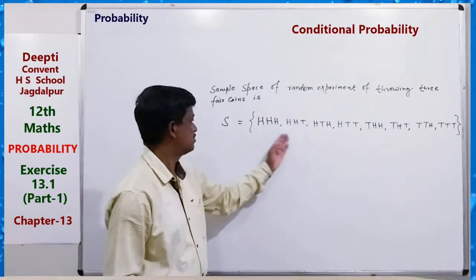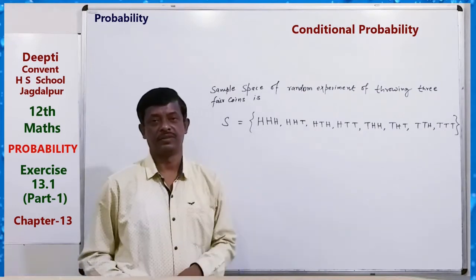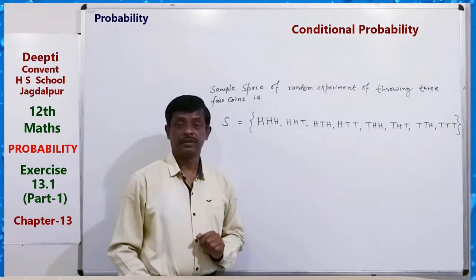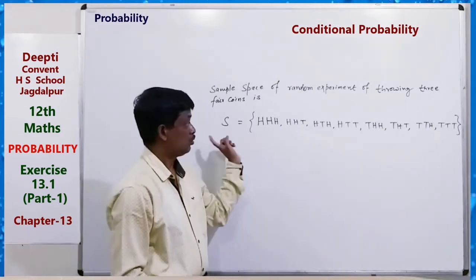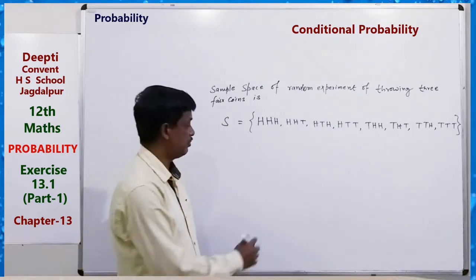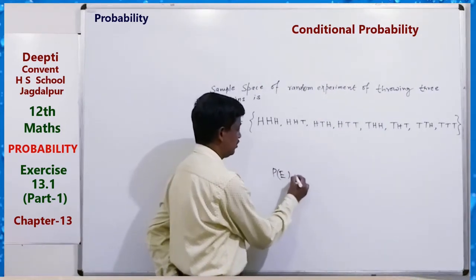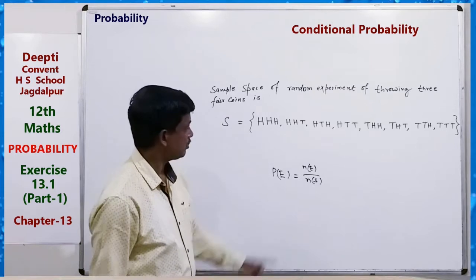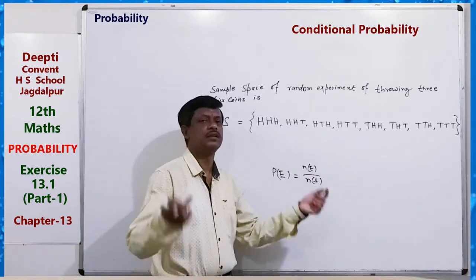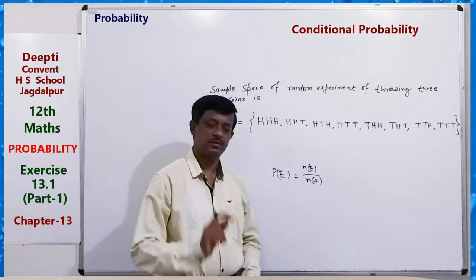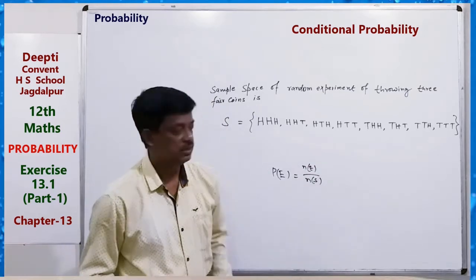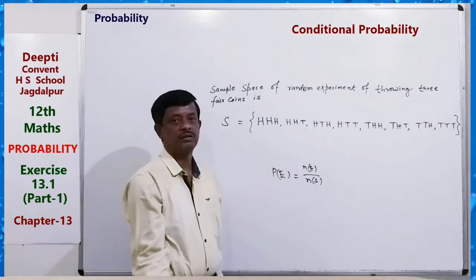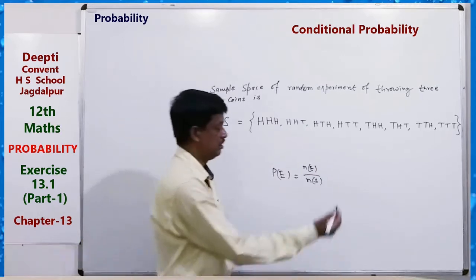We can get 3 heads or 2 heads or 1 tail, etc. So the probability of getting 3 heads, the probability of any event, is n(E) upon n(S). n(S) means the total number of points in this sample space, the total number of elementary cases. And n(E) means the total number of cases favorable to event E. So if the event is triple H, meaning getting three heads, the probability is 1 by 8.